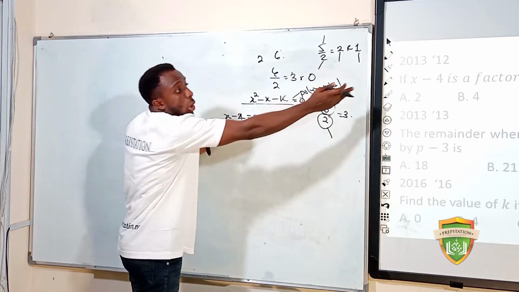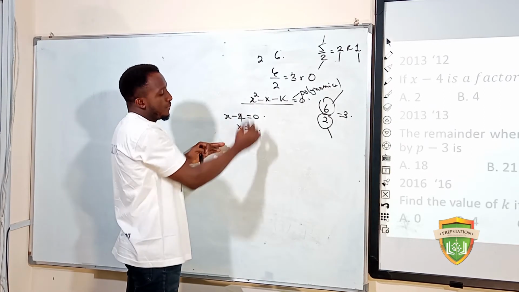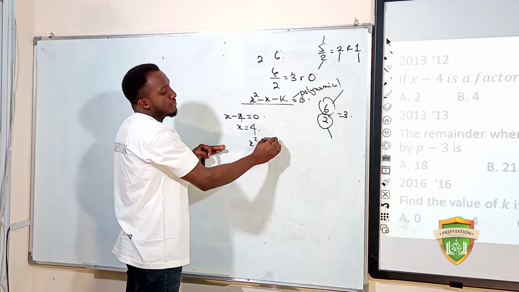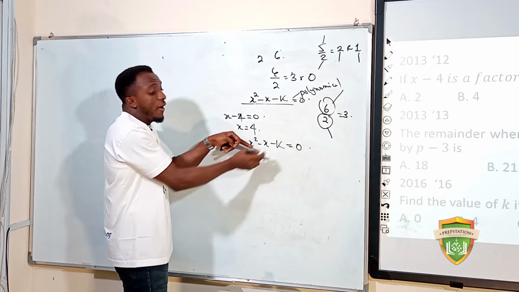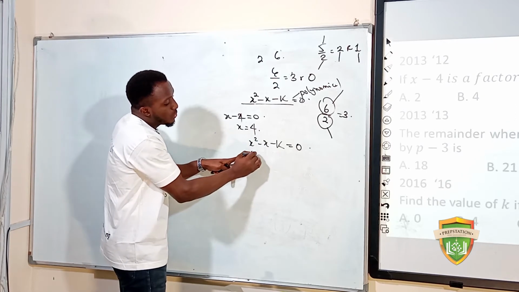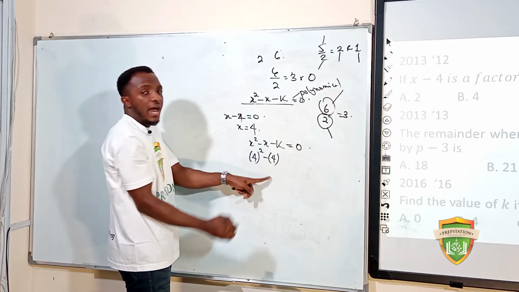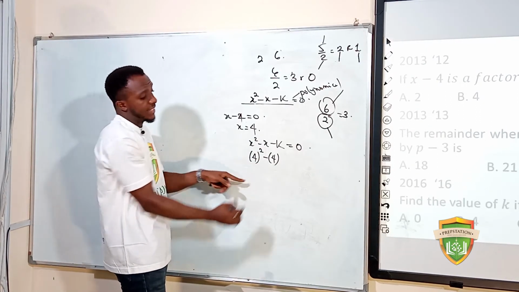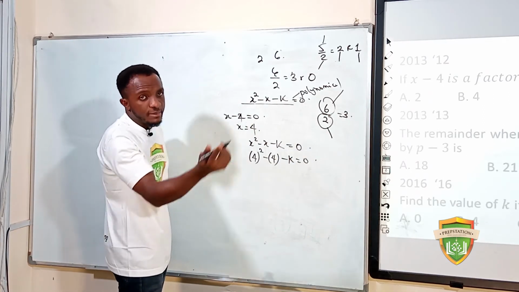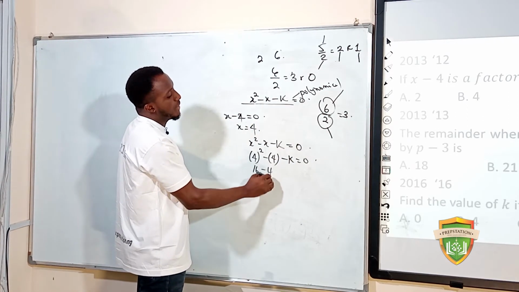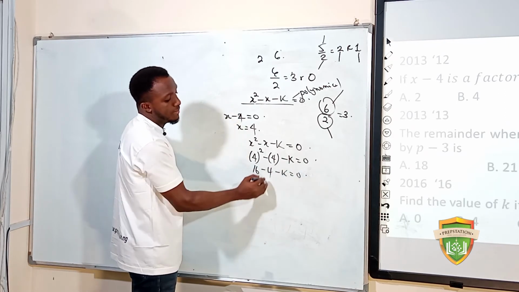This is called the factor theorem. So how do we do that? Remember, x equals 4. So x squared minus x minus k should give me 0 if I put 4 into this equation. So this is what it means. 4 squared minus 4. I have replaced my x with 4, like I said, minus k equals 0. What is 4 squared? 4 times 4, which is 16. 16 minus 4 minus k equals 0. I can take k to the other side.